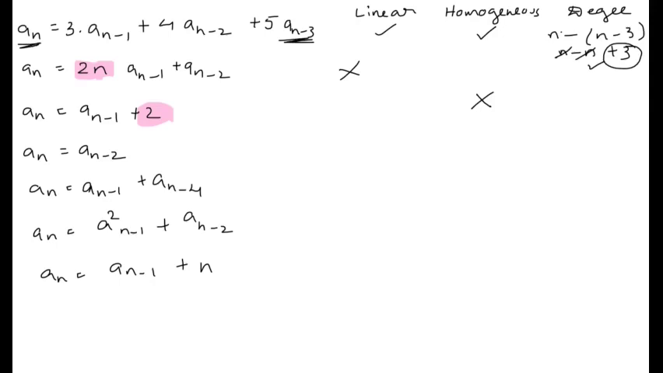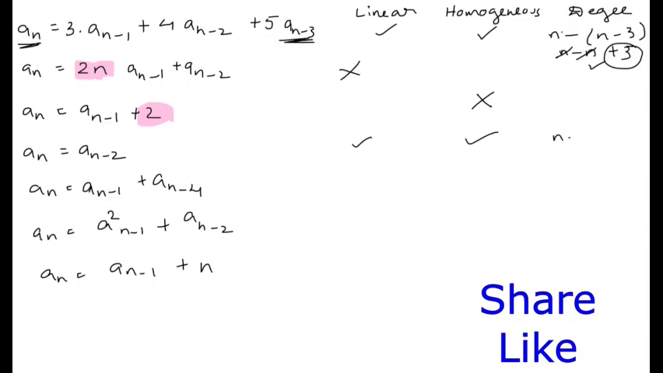The next one is a_n = a_(n-2). It is a linear homogeneous recurrence relation. We find the degree: n minus (n minus 2), the n cancels and we get 2. So it is of degree 2. The next one is a_n = a_(n-1) + a_(n-4). It is linear as well as homogeneous. Its degree is n minus (n minus 4), so finally we get 4. So it is of degree 4.